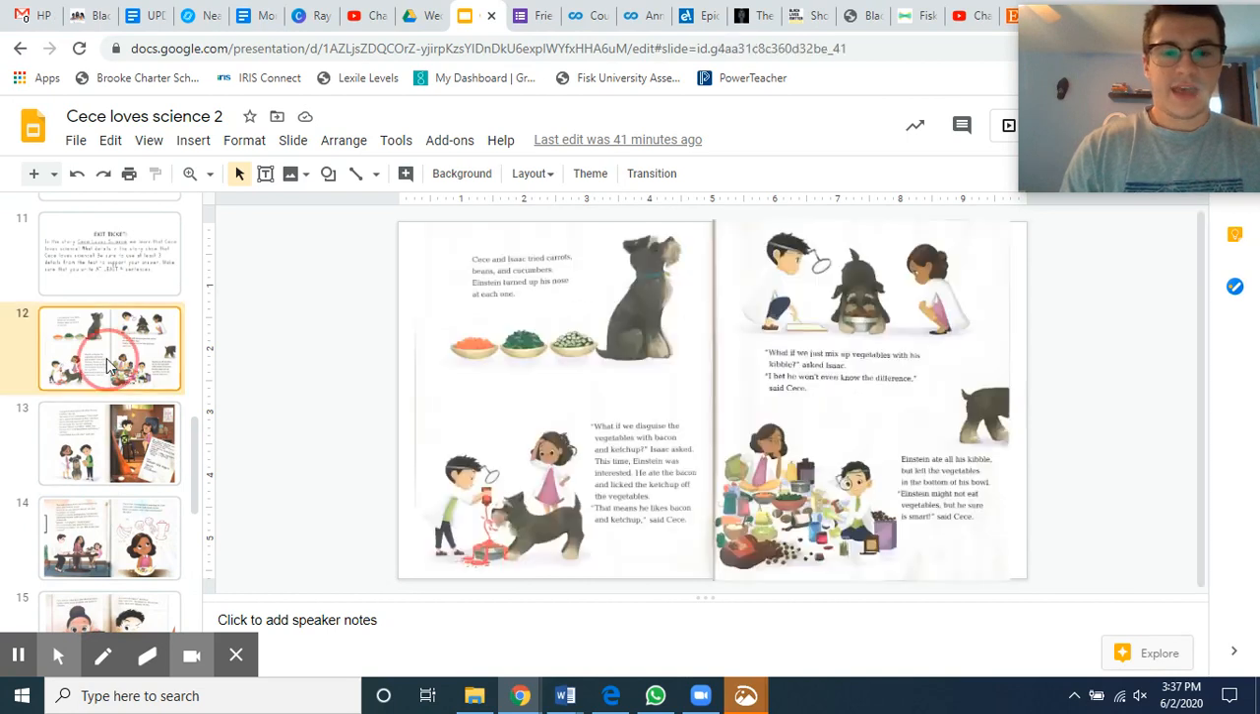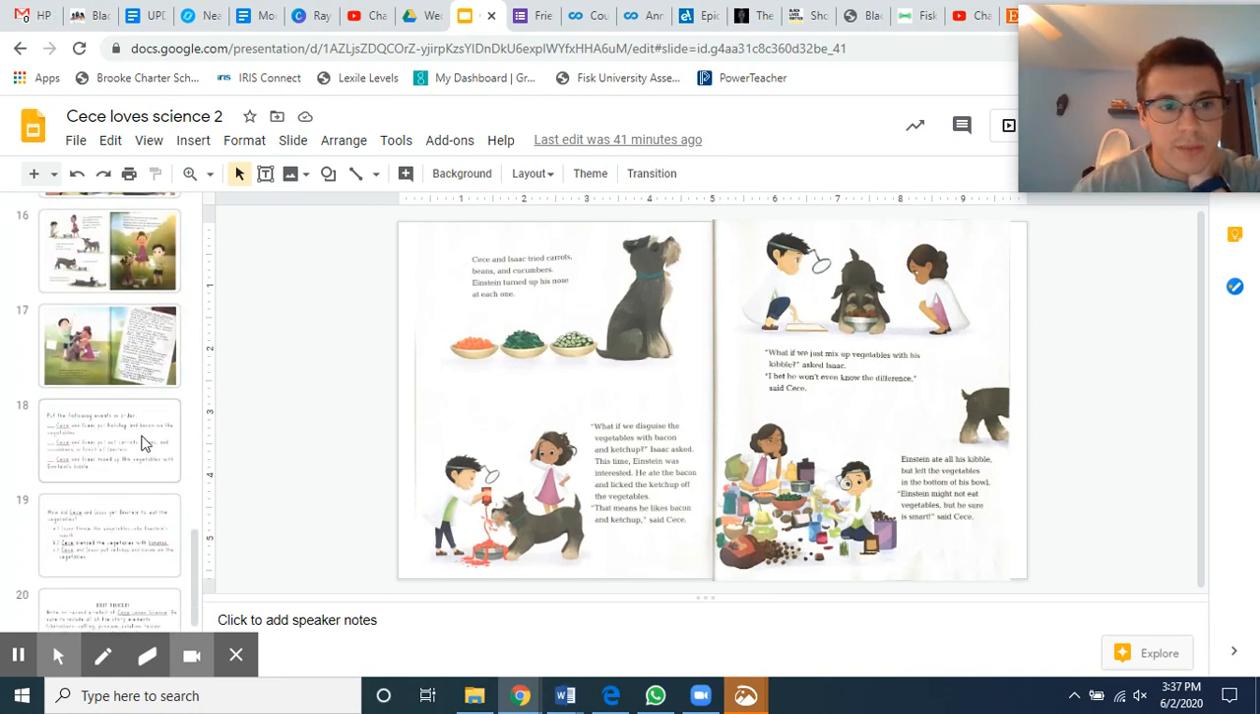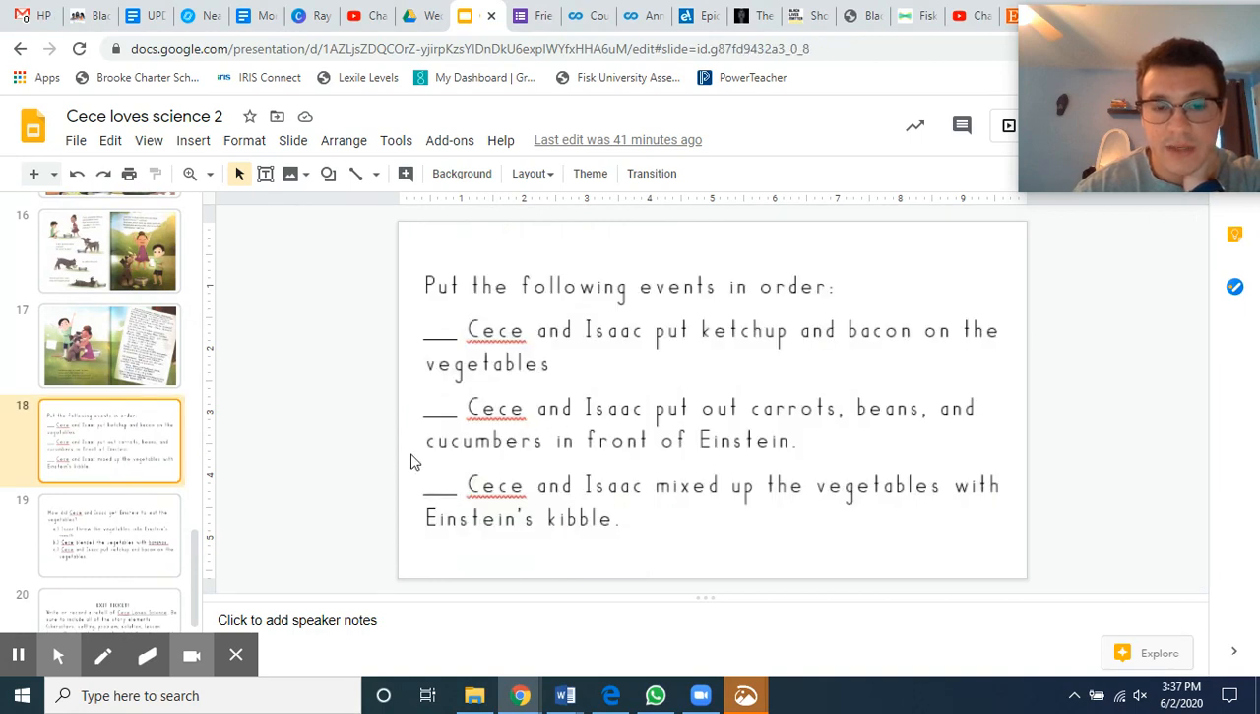All of these events happen on this page. So your job now is to find out what order all of these things happened in. Remember, we put a number 1 next to the first thing that happened, number 2 next to the second thing that happened, and number 3 next to the third thing that happened. These are all scrambled up, so they are not in the correct order. But let's first find the text evidence for this.